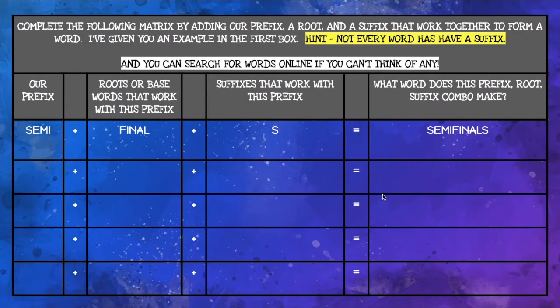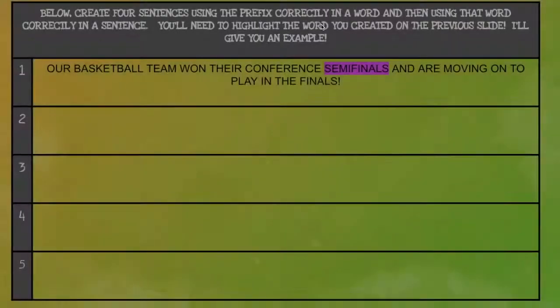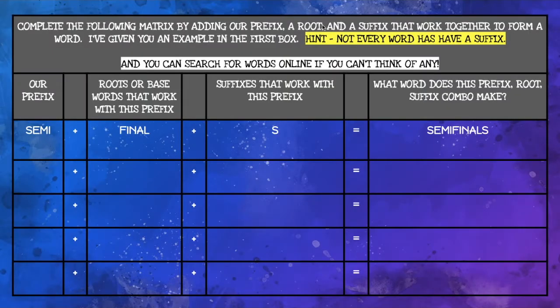Okay, so now we get to the part where you demonstrate your knowledge. You're going to complete the following matrix by adding a prefix, a root, and a suffix together to form a word. And I actually am going to switch this to put a root or a base, because technically a base would work there too.